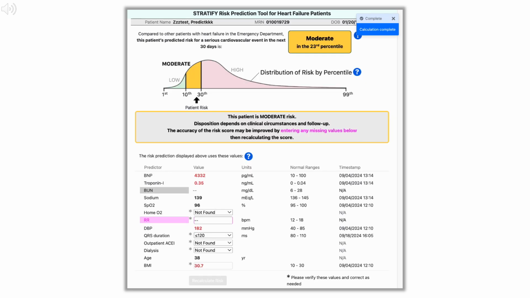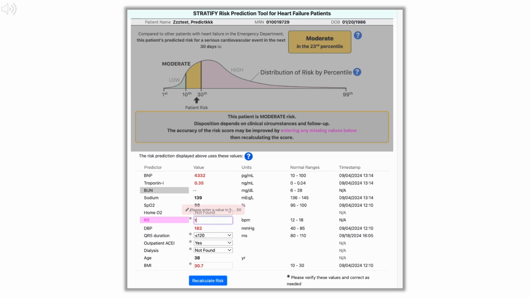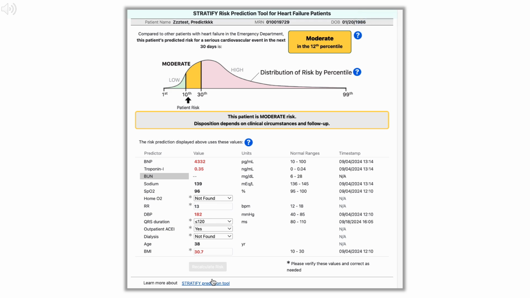Stratify AHF supports recalculating the risk score when the provider can enter certain missing data elements. At the provider's request, Stratify AHF recalculates the risk score based on new information.